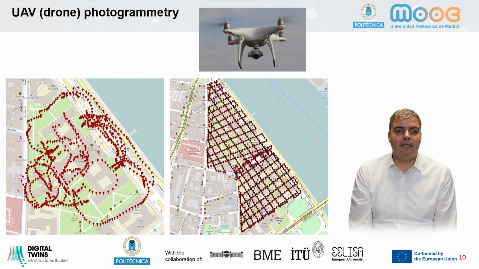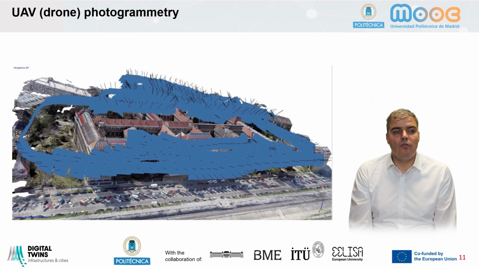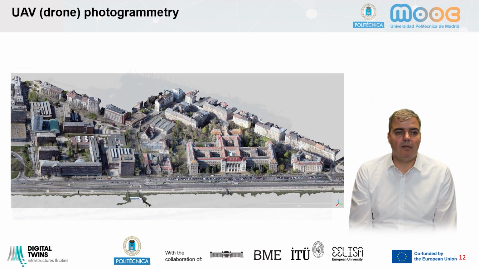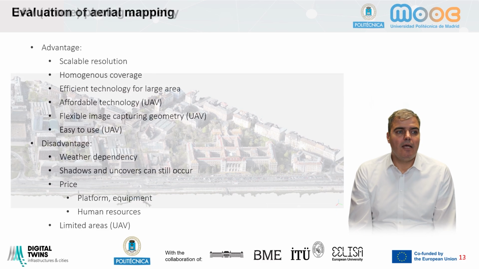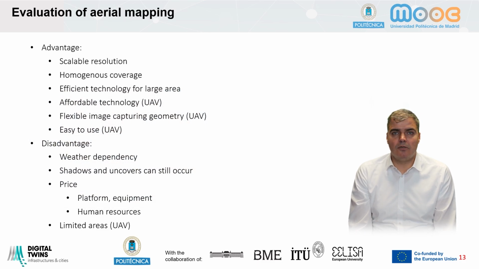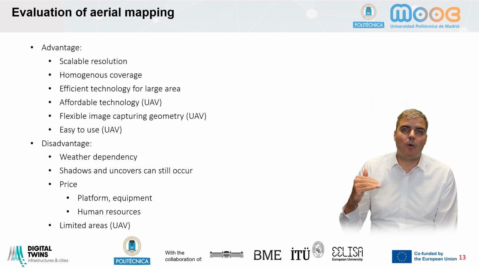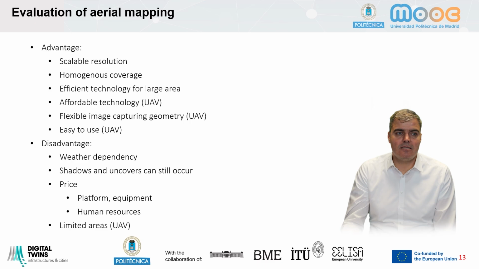And at the end, if you check the normals of the captured images, you see that we are collecting hundreds or thousands of images. This is, for example, the main building of BME, but the result is a 3D point cloud. This is a 3D point cloud of our campus in Budapest. So if you are evaluating aerial mapping, the advantage is the scalable resolution. You can scale what kind of sensors you use, what altitude you use, what flying speed you use. You can scale the resolution.